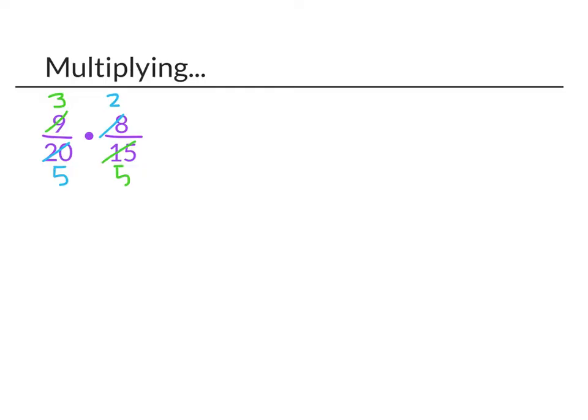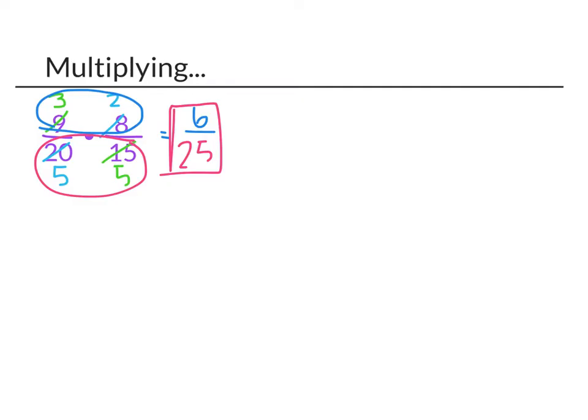So on the top, I now multiply 3 times 2, and I've got 6. And on the bottom, I multiply 5 times 5, and I get 25. And there's my final answer. For me, that's easier than trying to reduce 72 over 300. But again, it's a personal preference.